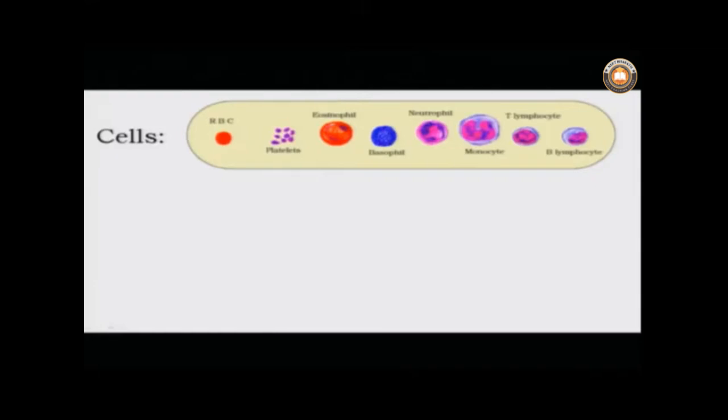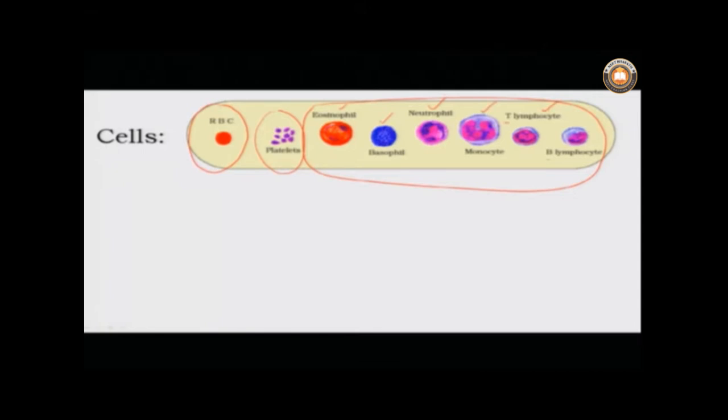Now, moving on to the cells. This is an image that shows you all the major components of the cells that are present within the blood. You can see here that there are the RBCs, which are the red blood cells. There are the platelets, which are also known as the thrombocytes, and then you have a whole lot of cells which are known as the white blood cells together. But the white blood cells are of various kinds. We have eosinophils, basophils, neutrophils, and we also have monocytes and lymphocytes, which are of two kinds, T lymphocytes and B lymphocytes.